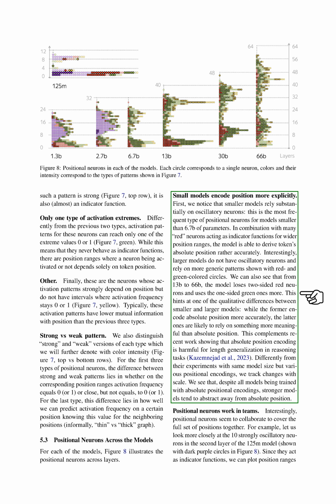We also observe that positional neurons seem to work together to cover the full set of positions. For example, in the second layer of a smaller model, 10 strongly oscillatory neurons efficiently cover all positions such that none of these neurons is redundant.